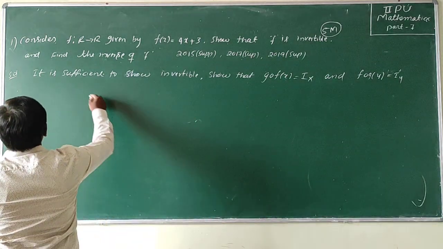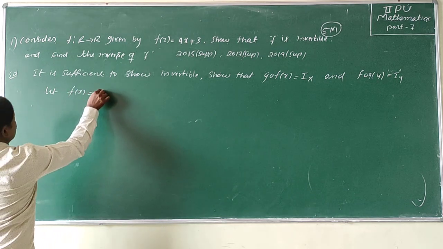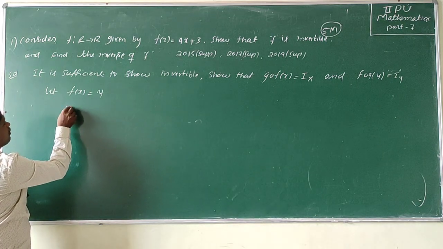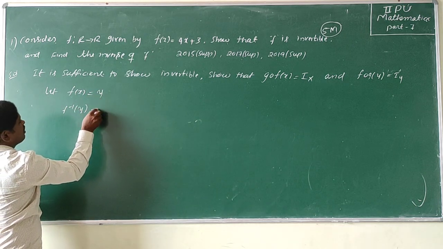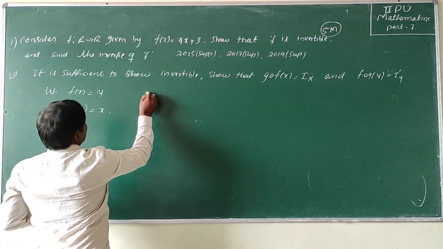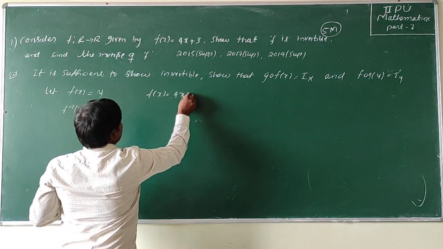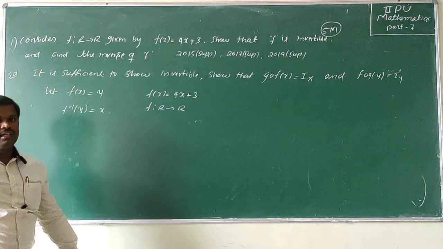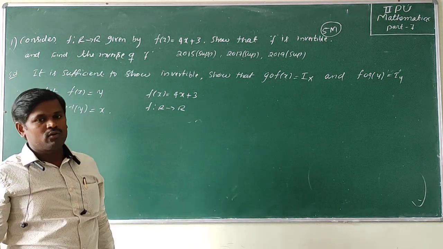So let f of x be equal to y. Already you know f of x is equal to y. So f inverse is nothing but, you take f to the other side, f inverse of y is equal to x. What is given? f of x is given. f of x is 4x plus 3 and f is varying from R to R. It is given.